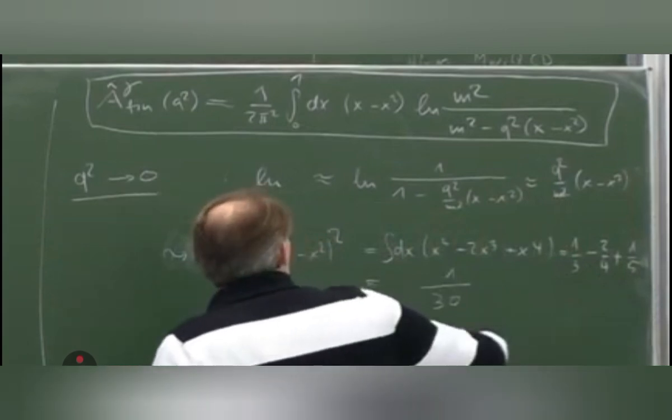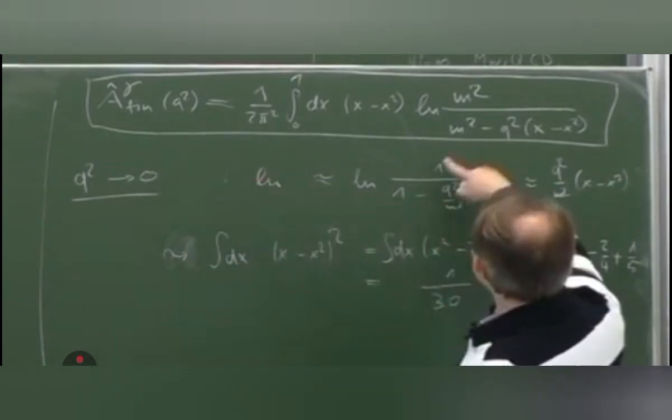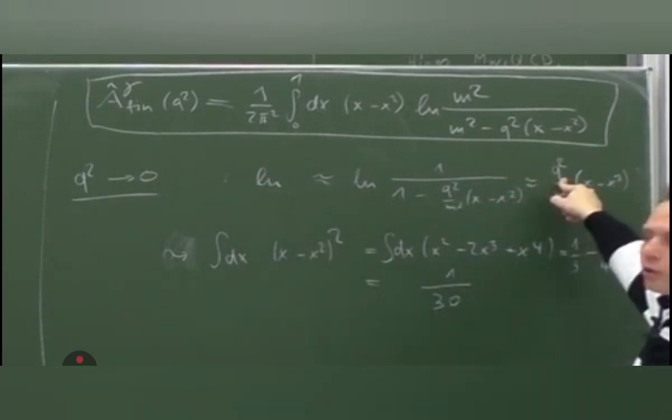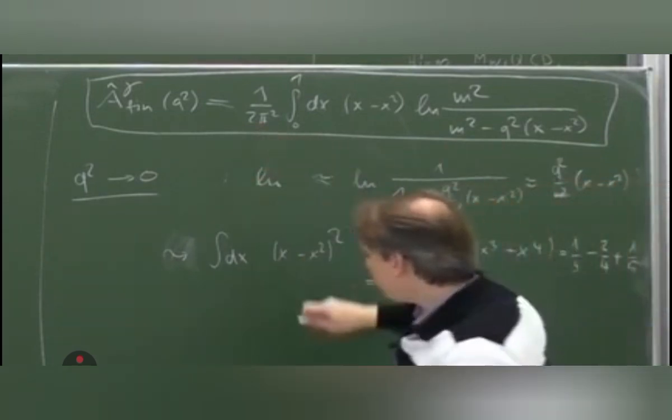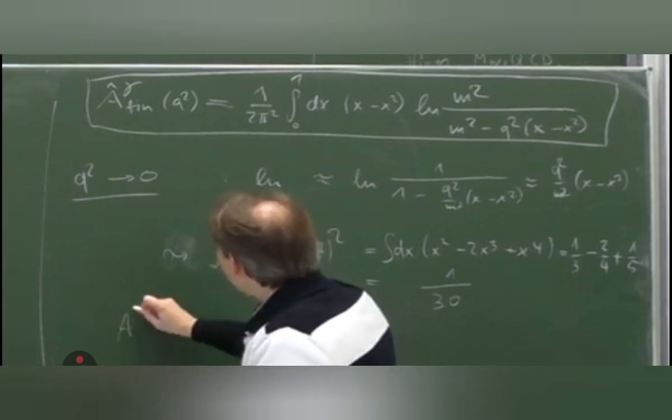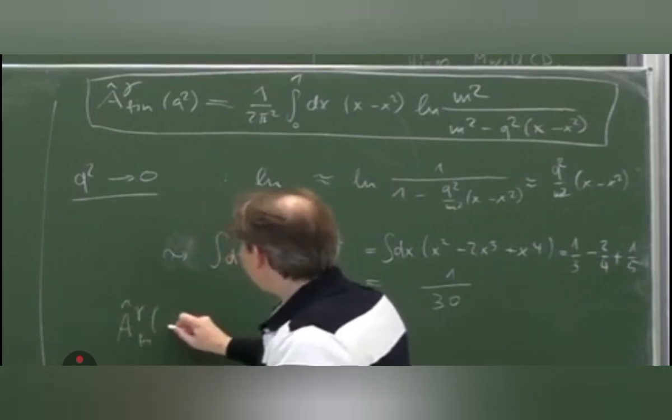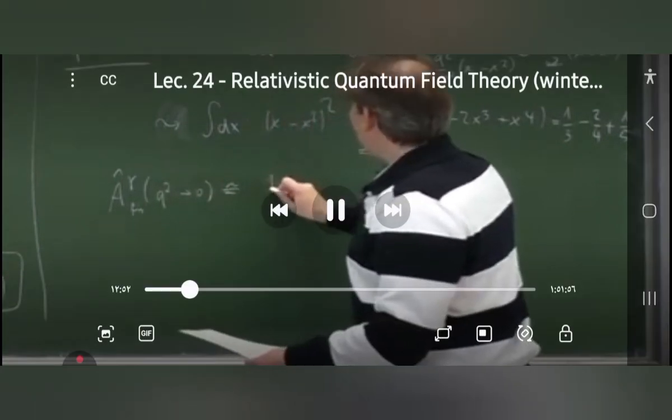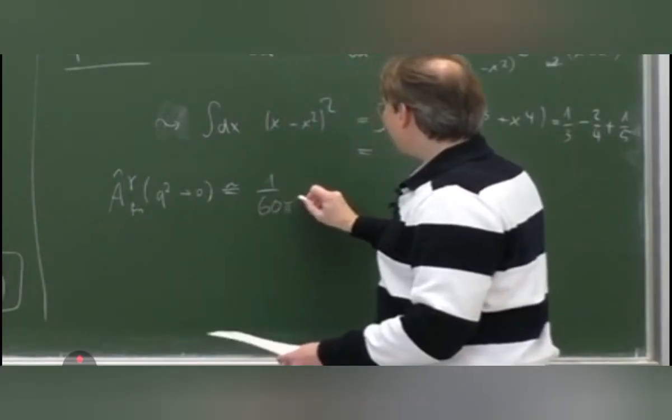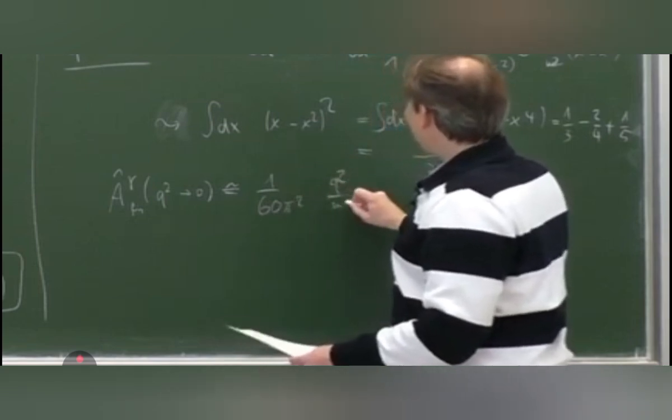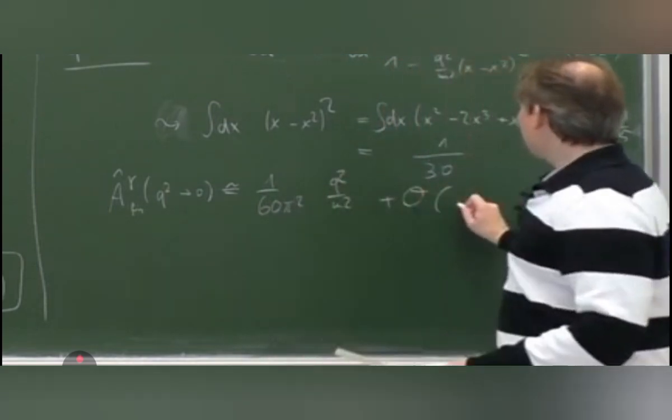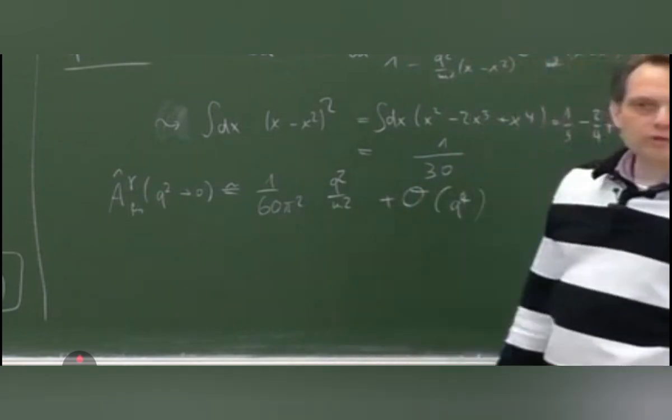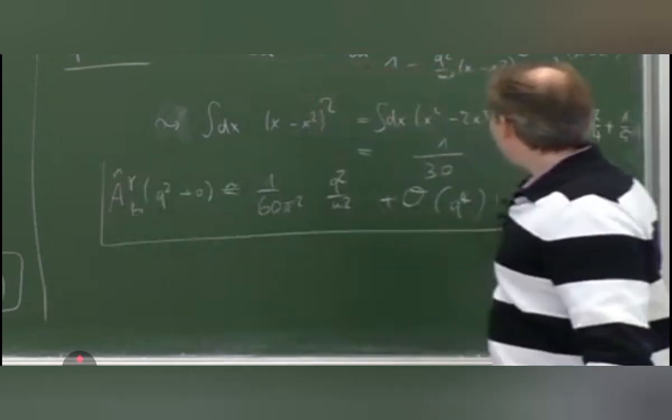Then plugging that in completely, then we have evaluated the integral over the log. We have in addition the prefactor q square over m square and that here. So therefore we have a gamma hat finite of very small q square is approximately 1 over 60 pi square times q square over m square. And what we have neglected is terms of the order q to the 4. So we have done a Taylor expansion around q square equals 0.